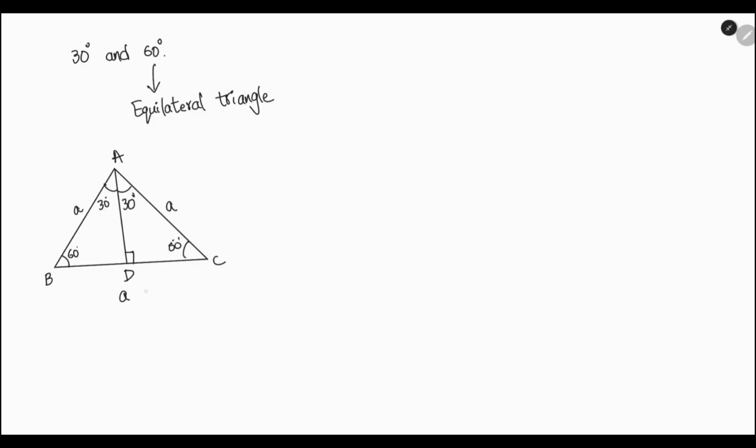Okay. Now we'll find the ratios. Sine B. To find sine B, we need to know the opposite side AD. So in triangle ABD, we have hypotenuse AB square is equal to BD square plus AD square. So now we'll get AD as root of AB square, which is A square, minus BD square, A by 2 square. That will be root 3 by 2 of A.